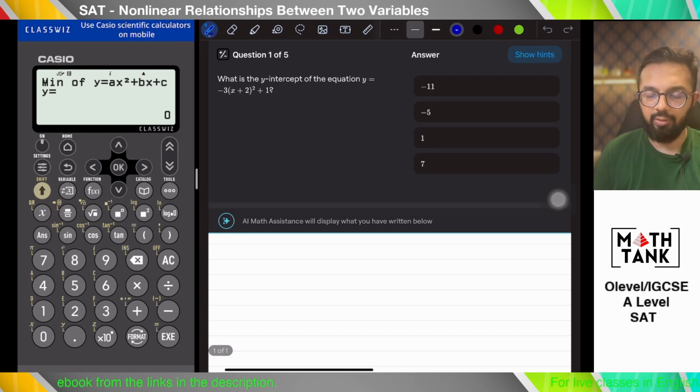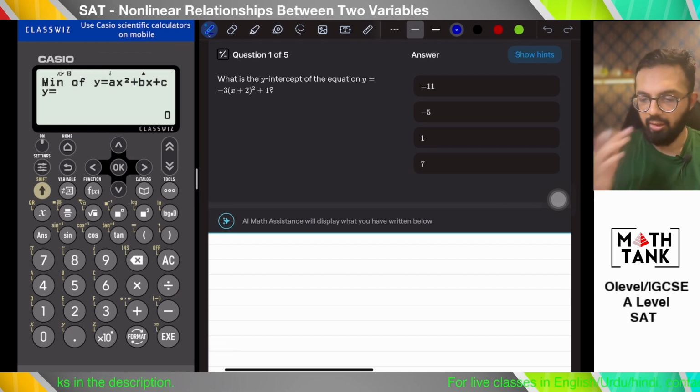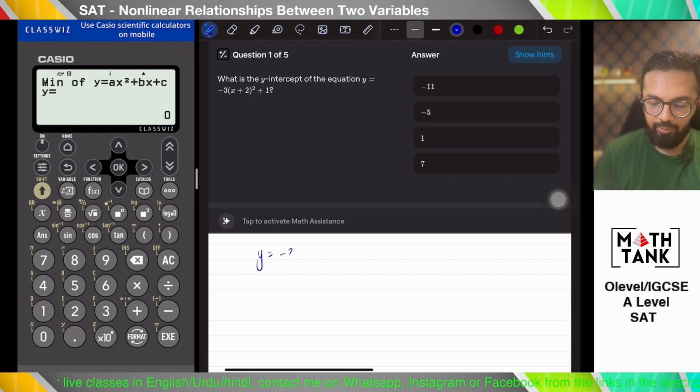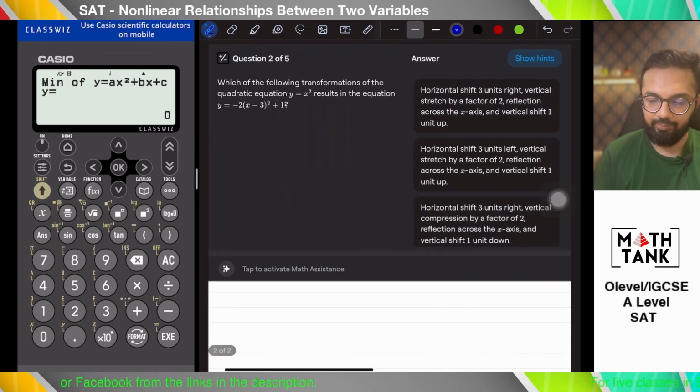These are again nonlinear relationships, and we are interpreting the numbers in the relationships. These are medium level questions. This is what is the y-intercept. So to find the y-intercept, you always have to take x as 0. It's not the number outside. Minus 12 plus 1 is minus 11.